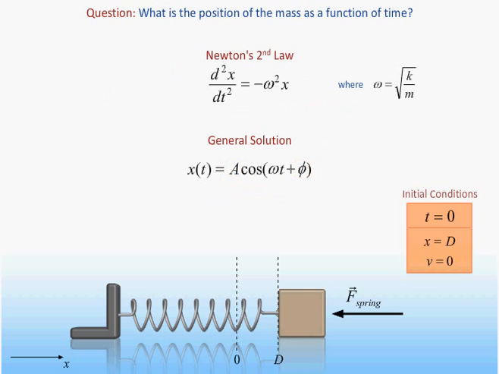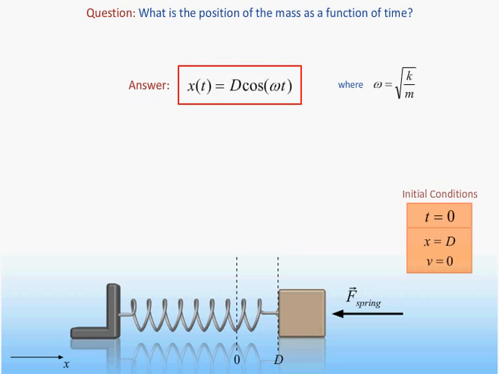Since the mass was released from rest, we know from energy conservation that the displacement can never be larger than d. Consequently, the amplitude A is just equal to d. Further, since the initial displacement is equal to plus d, we know the cosine phi must be equal to 1. Therefore, we take phi to be equal to 0. We have now arrived at our solution, a function that determines the displacement as a function of time.